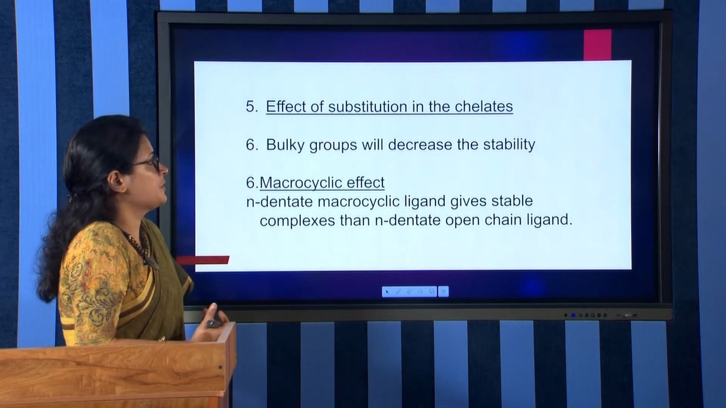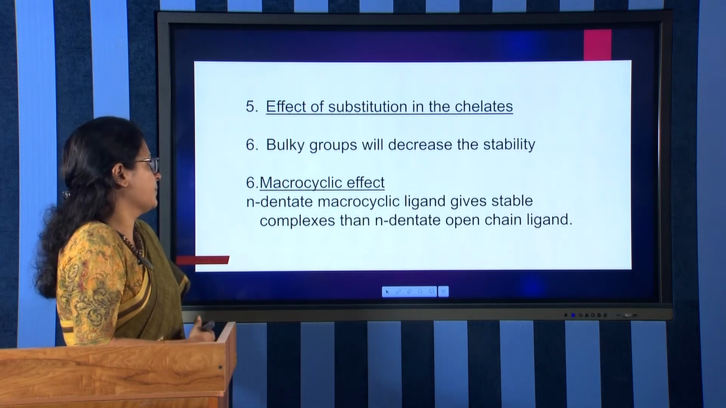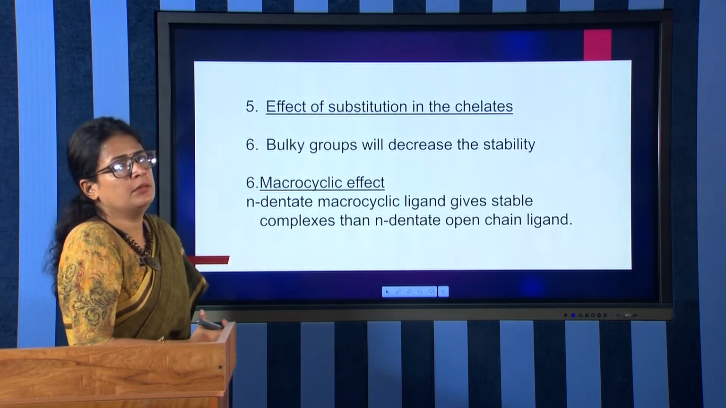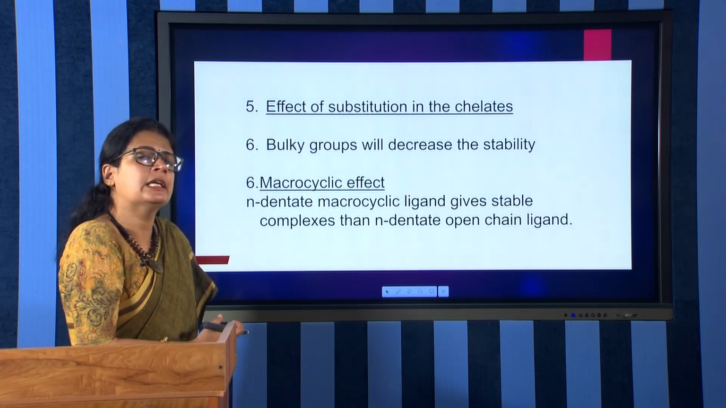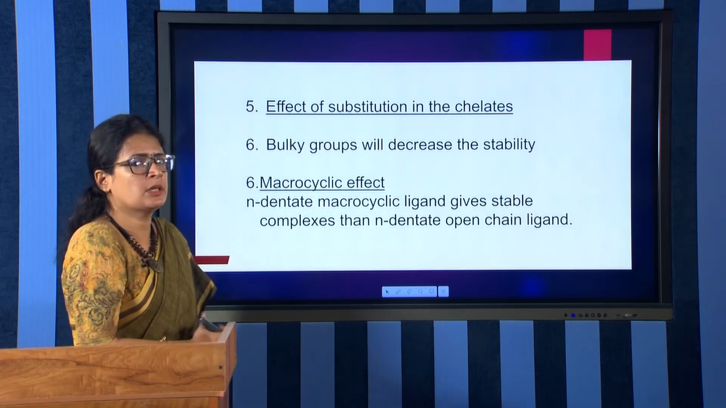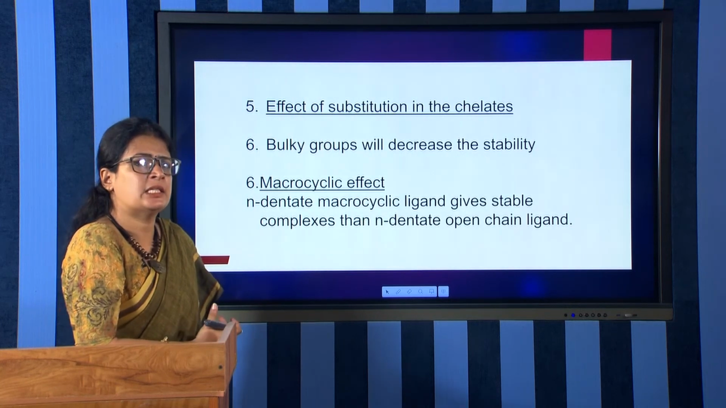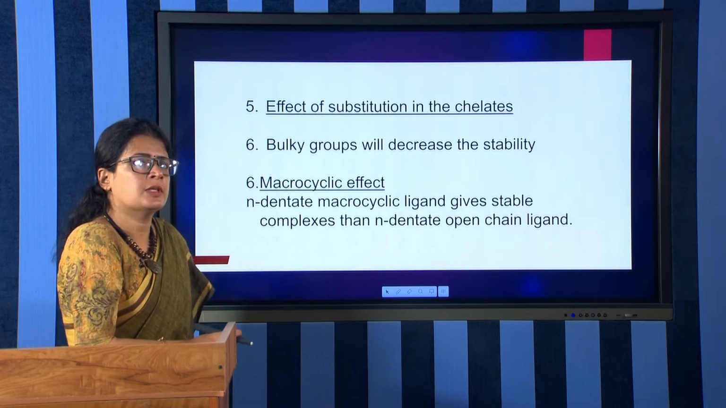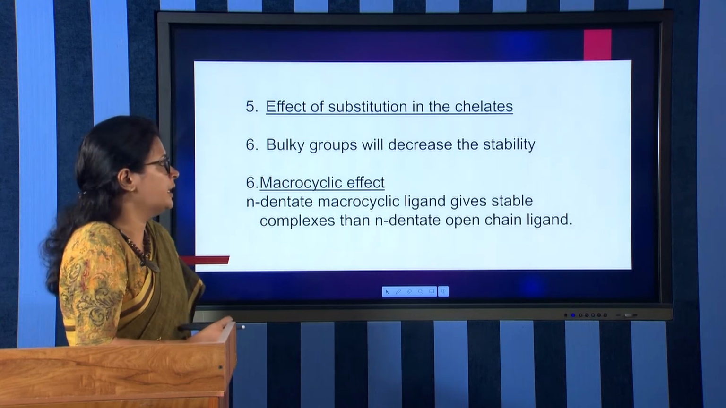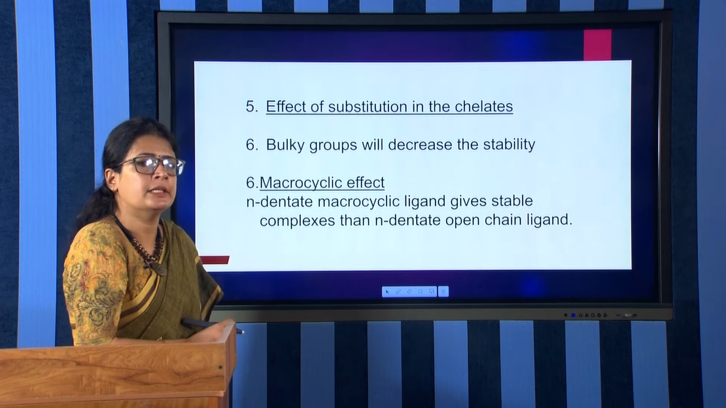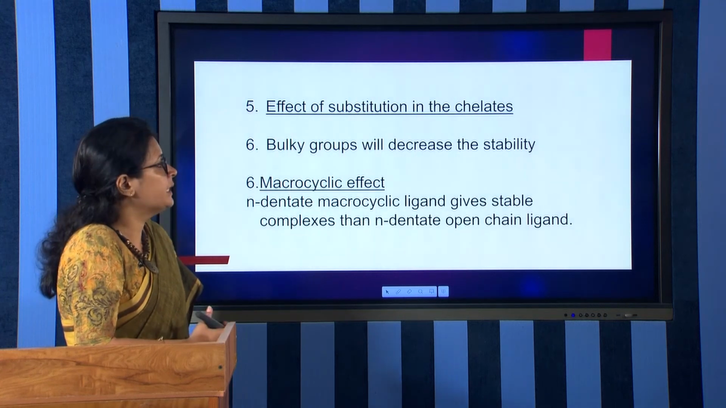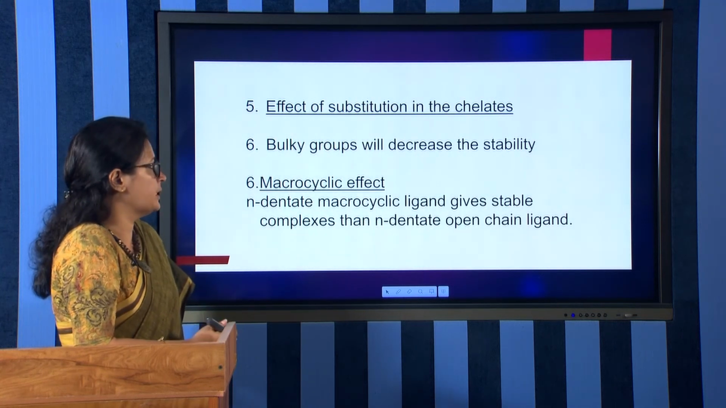And now, the fifth factor is the effect of substitution in the ligands. Substitution in the chelating ligand will decrease the stability of the complex. If the substitution increases, there will be steric strain. So, the effect of substitution on the chelate is a very important determining factor in the stability of complexes. That is, bulky groups will decrease the stability.